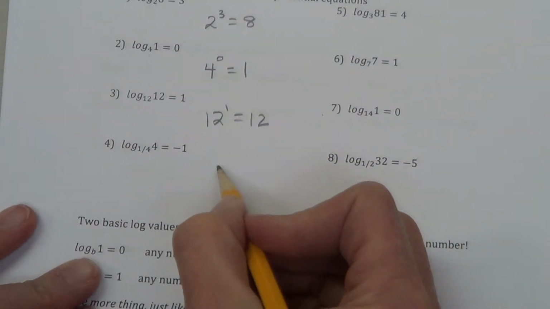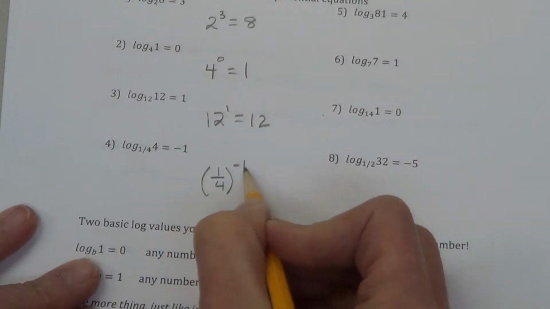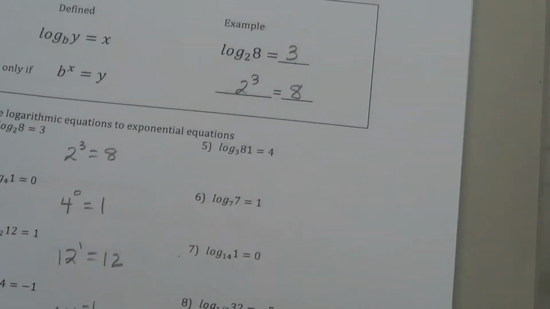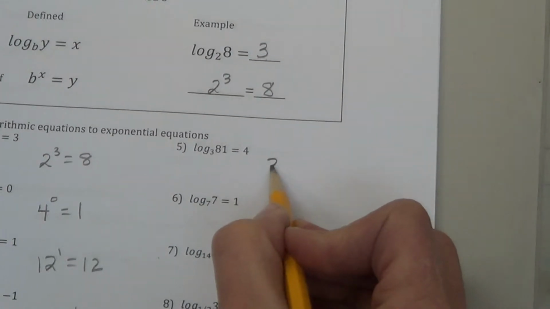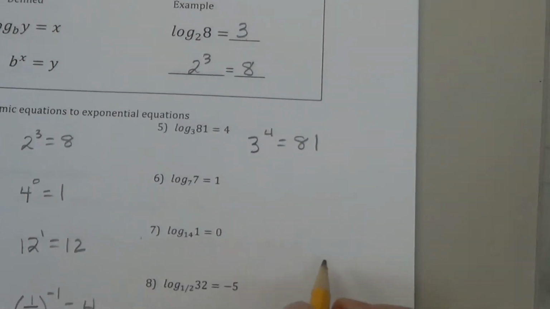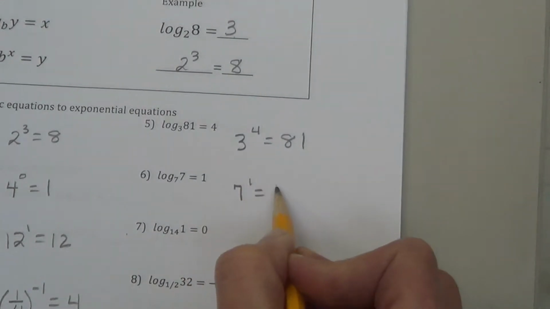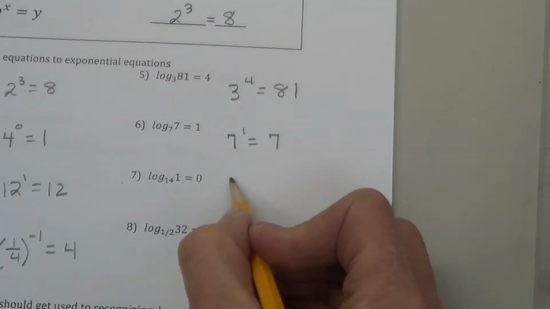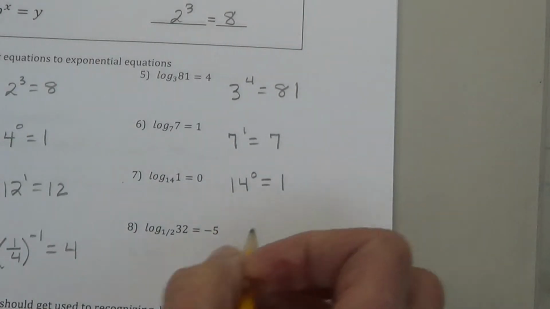Base of 1/4 to the negative first is 4. Okay? Base of 3 to the fourth is 81. Base of 7 to the first is 7. Base of 14 to the 0 is 1.